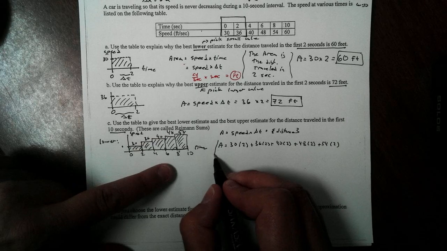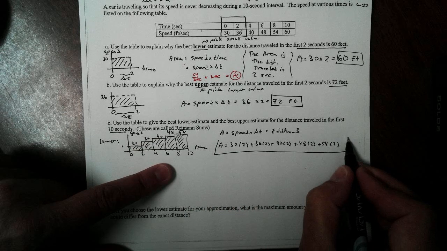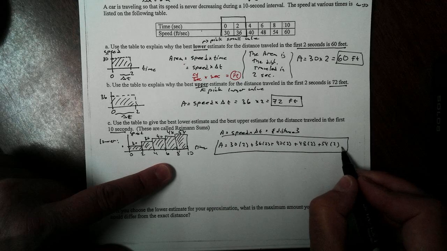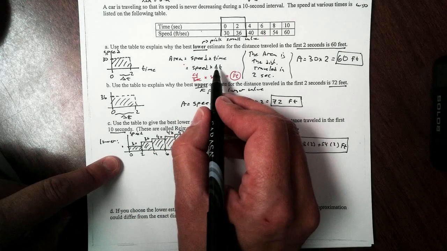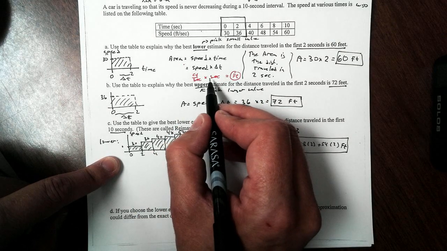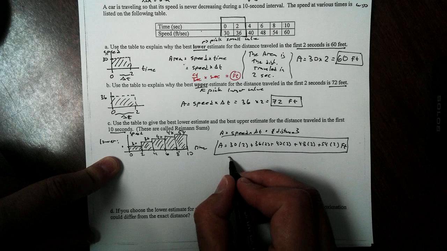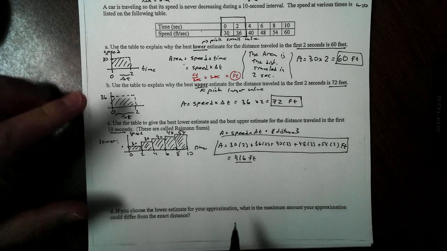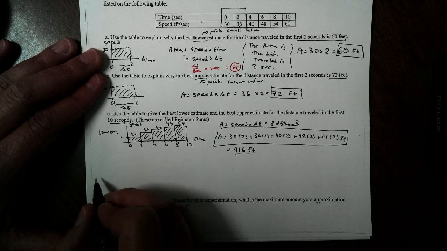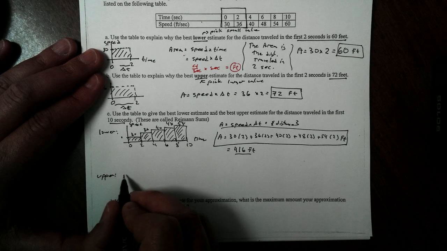Now you can leave your answer like this. You don't have to simplify. AP is okay if you don't. And this is going to be in feet. We know that because we got speed times time. Feet per second times second is feet. Now if you want to simplify this out, you get 416 feet right there.